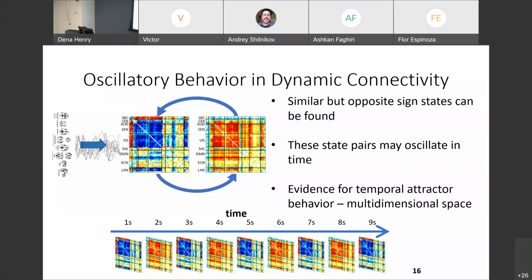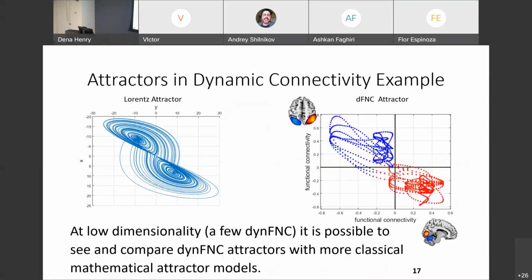But this oscillation gives us evidence that there might be some attractor behavior in the brain, which is expected because the brain is a time-changing system. This is just a comparison between real data on two parts of the brain and the Lorenz attractor that is very well known in dynamic system theory, so that we have an idea that these attractors are happening in the brain, but they need more characterization because they're very high dimensional, and this is just 2 dimensions. So there are usually hundreds or thousands of dimensions in the data.